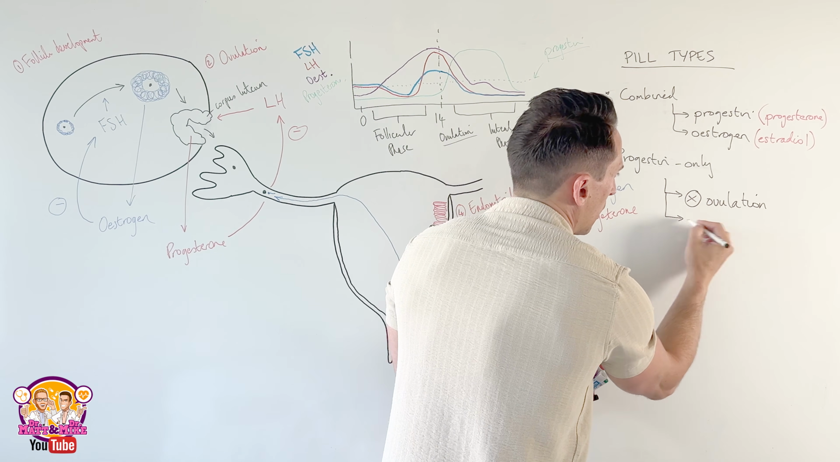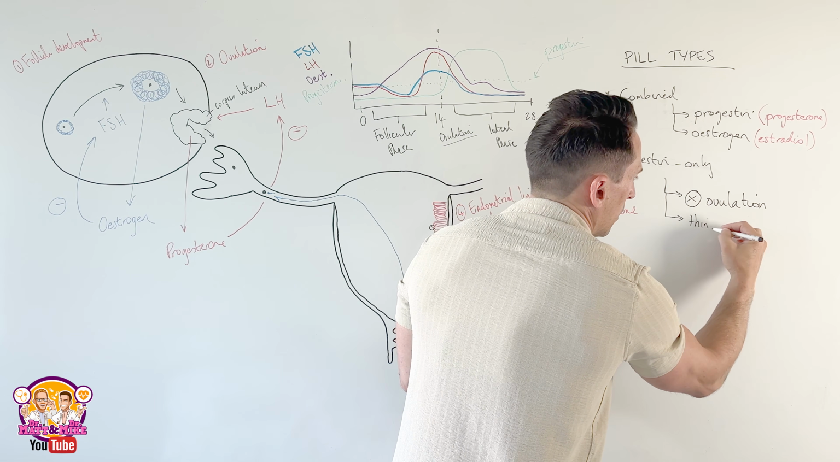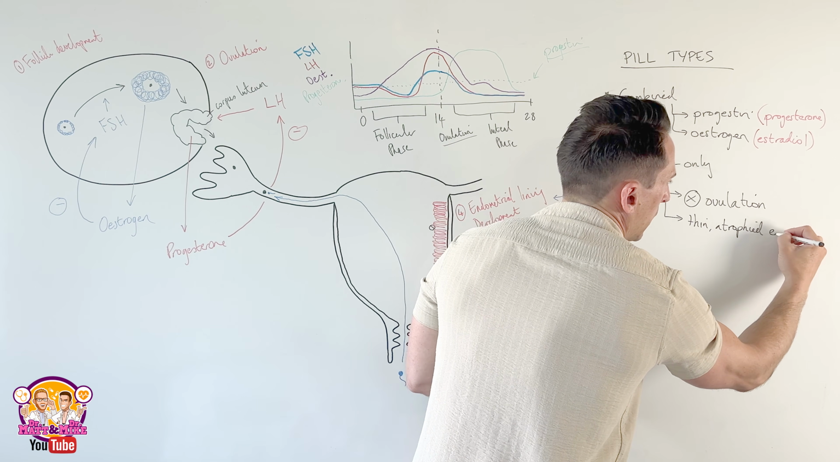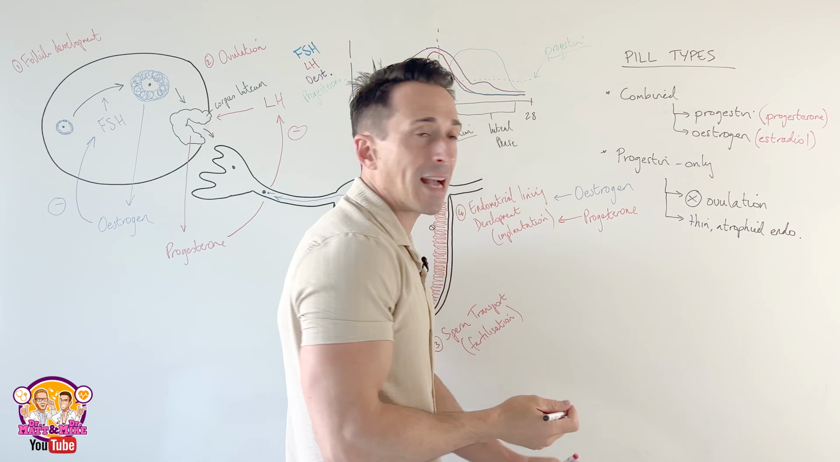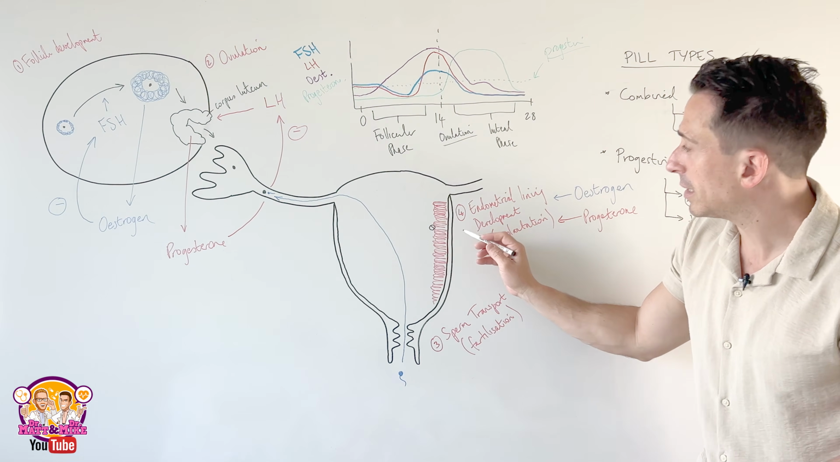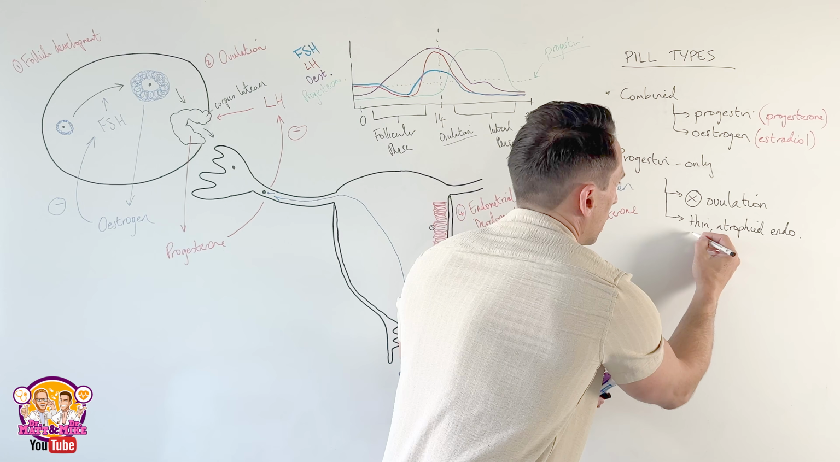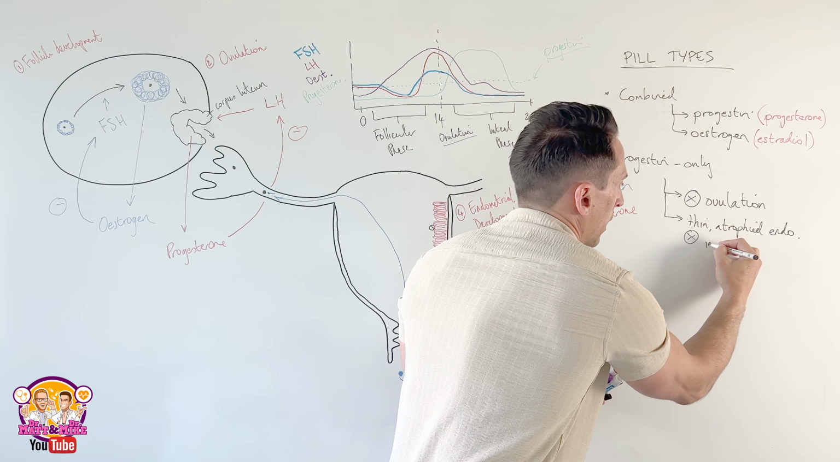So you get a thin, atrophied endometrium. What does that mean? It means it's not good for implantation. So that means it helps stop implantation.